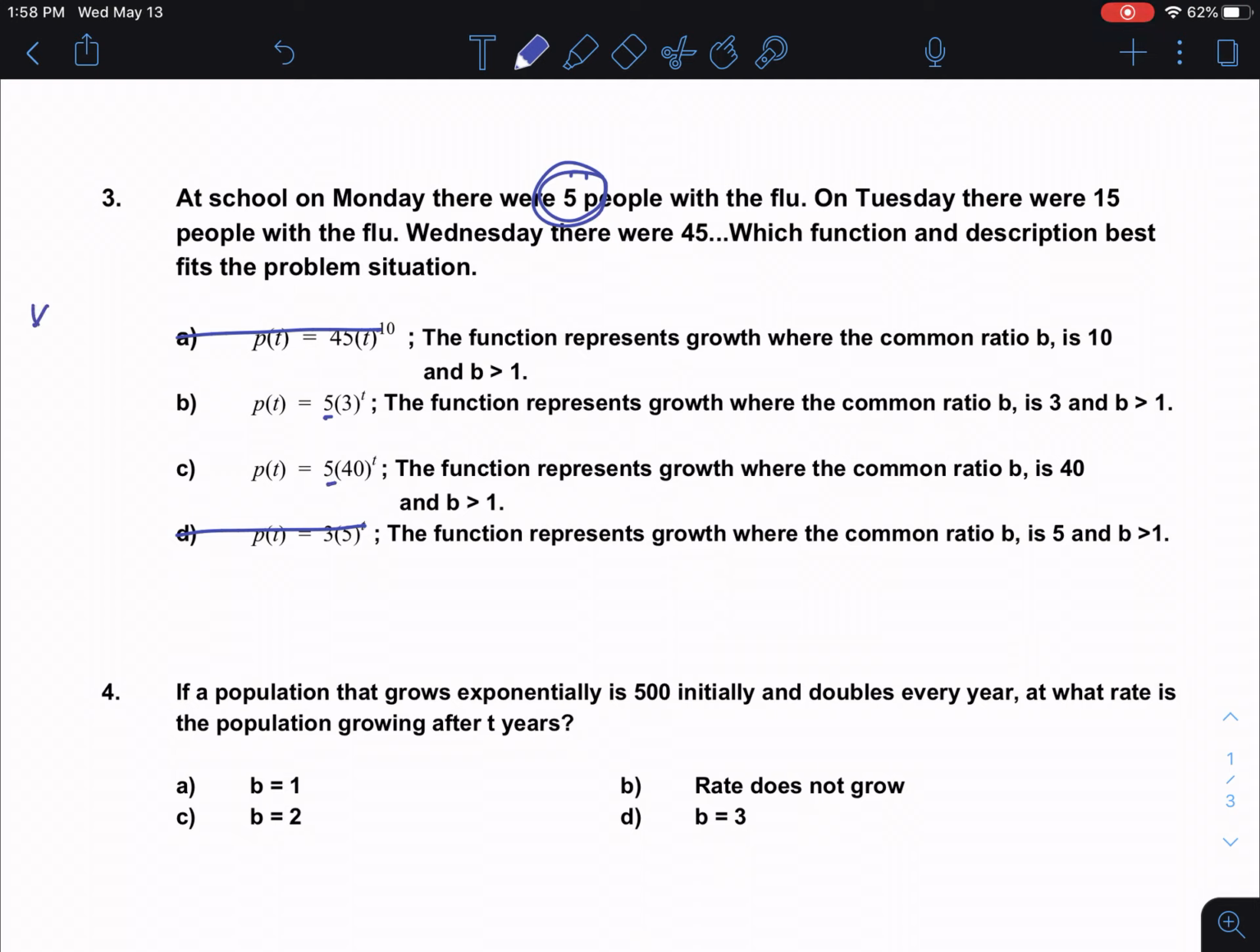Okay, so let's do our t-chart here, X and Y. On the first day, there were 5. On the second day, there were 15. And on the third day, there were 45. So 5 times 3 will give you 15, and 15 times 3 will give you 45. So it's growing by 3. That would be B.